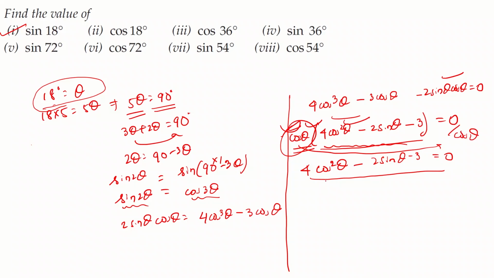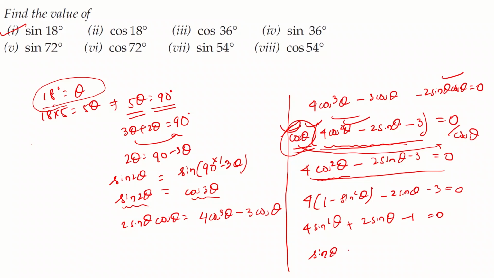Alright, so now we can get a quadratic equation in terms of sine. For that you want to change this to sine square. So cos square is 1 minus sine square. So minus 2 sine theta minus 3 is 0. And a bit of simplification will give you this. And now you have got a quadratic equation and you can solve it. So sine theta is equal to minus b plus minus root over b square minus 4 into a into c, whole divided by 2 into a. And then just a bit of simplification.